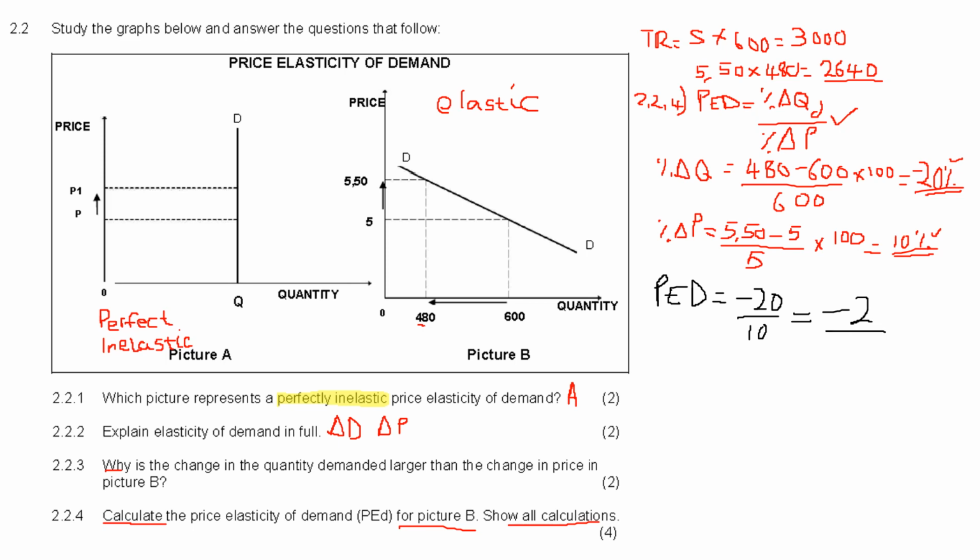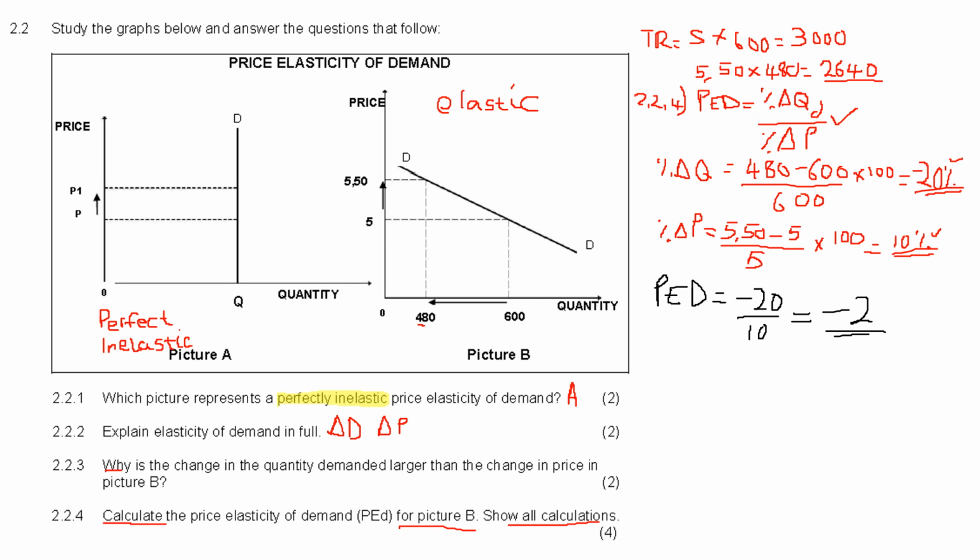Now this negative 2, this negative here, we ignore it, because it is only confirming that this is a price elasticity of demand. We know that our demand curve has a negative slope. When price increases, quantity demanded reduces, so they are negatives, they oppose each other. So when you calculate your price elasticity, this negative sign, you ignore it. You only look at the coefficient, which in this case is 2.